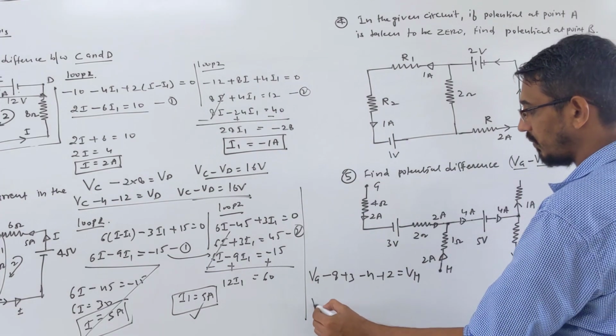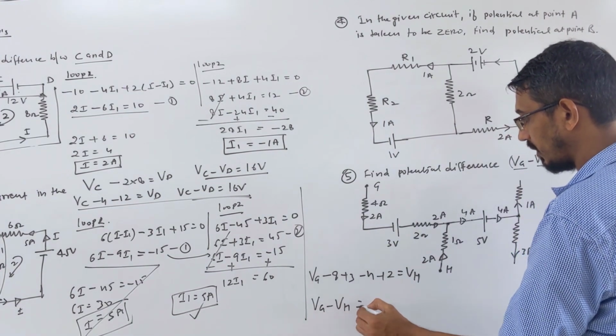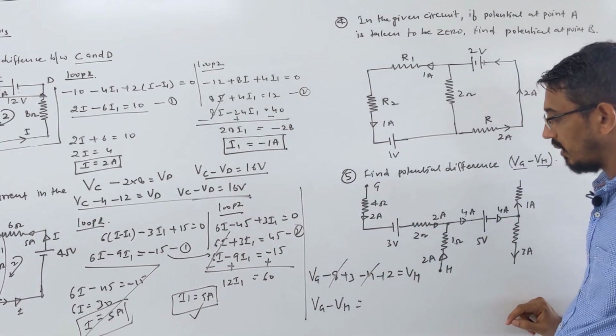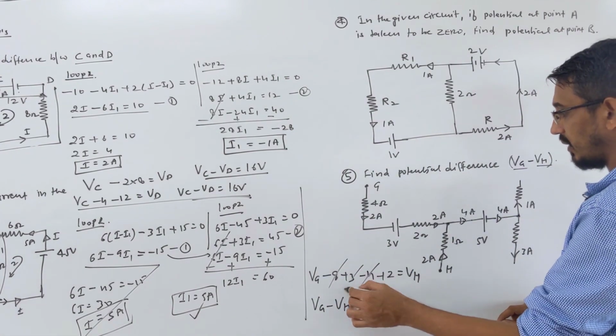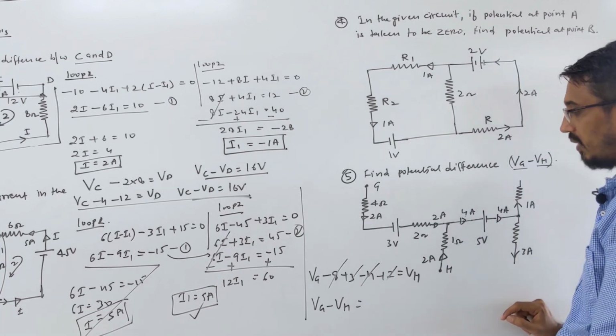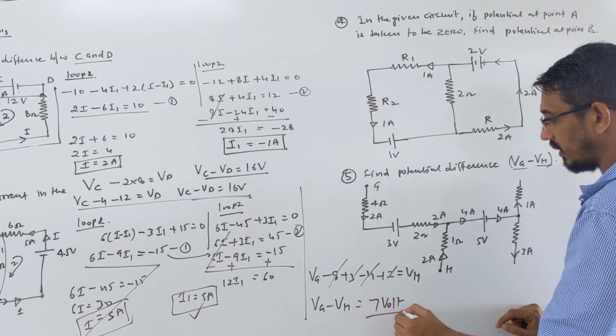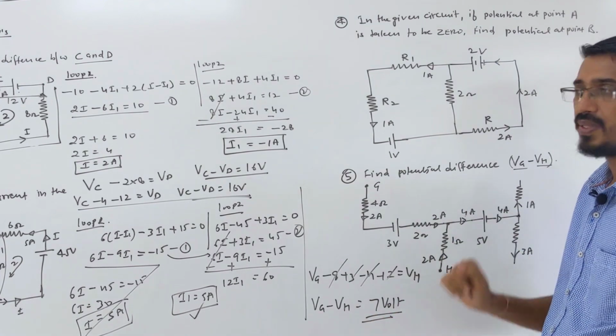Okay, so this is your VG minus VH, how much coming, minus 8, minus 4 is minus 12, and this 5 remains, minus 12 and plus 5 is minus 7, so the answer is 7 volt. That's the answer of this question, okay, simple.